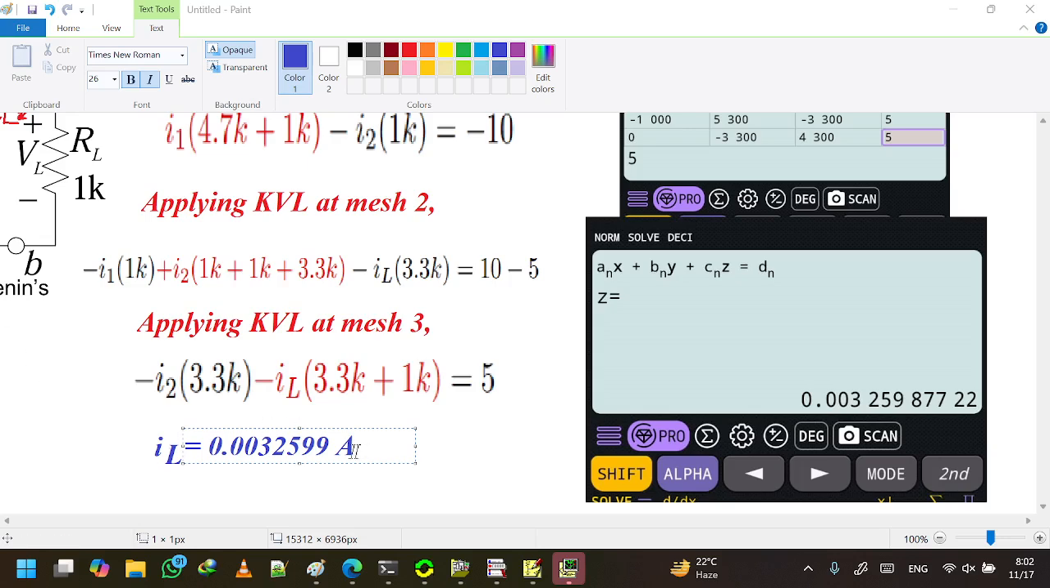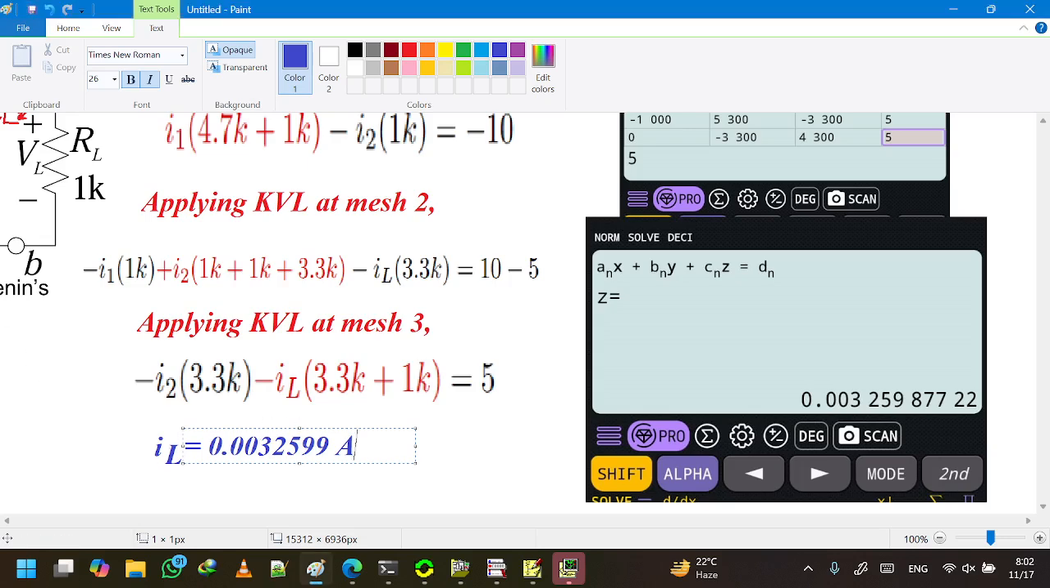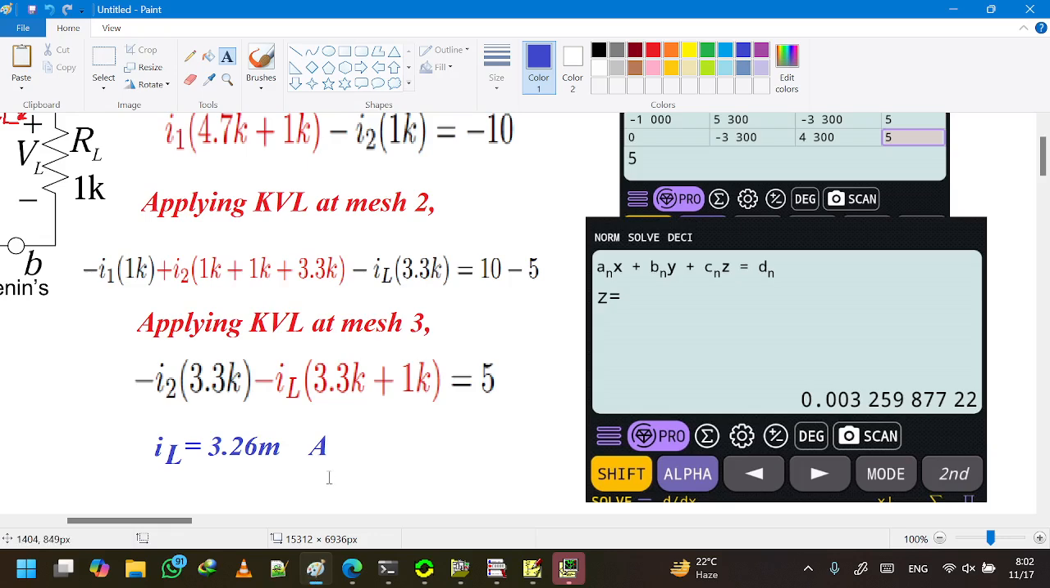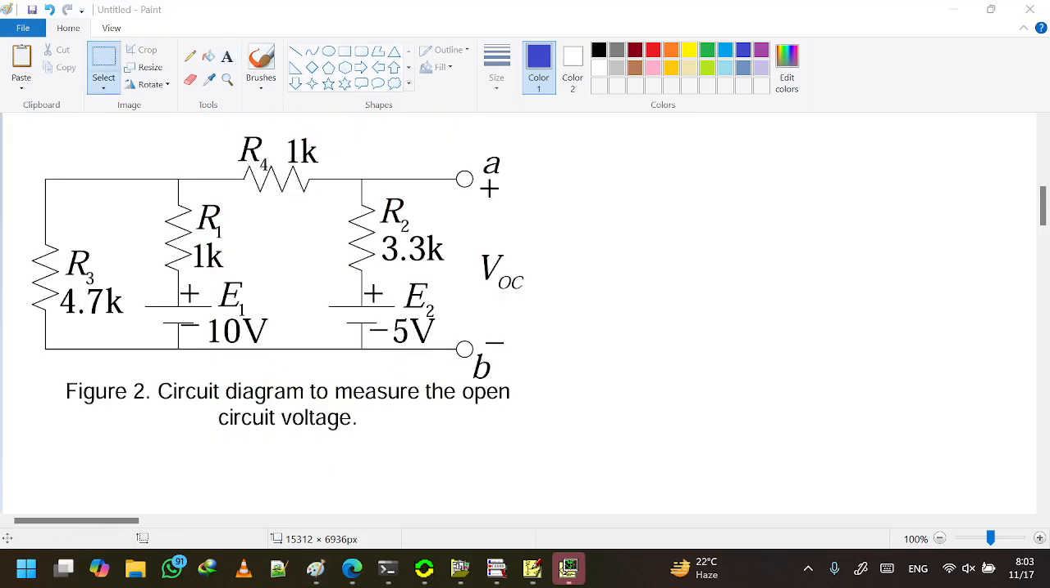After calculation, we see that the value of IL is 0.00325999. So it can be written as 326. Since we would like to write it in milliamperes, the decimal point will shift 3 decimal places to the right. So it will be 3.26, then we can write it milli. So 3.26 milliampere, which confirms our simulation. We have the same value as our IL.